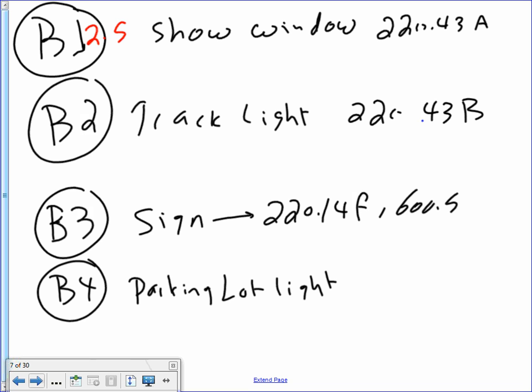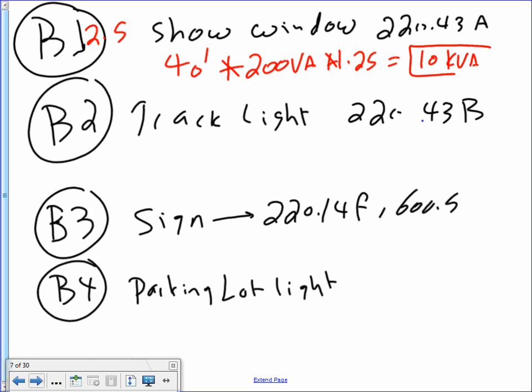For show window, I have 40 feet of show window, guys. 40 feet. Multiply every foot by 200 volt-amps from the NEC code book. 200 volt-amps. And multiply everything by 1.25. Why 1.25? Because it's continuous. And that will get you 10 kVA. Done. 220.43(A). If you don't believe Brian that this is what you do, go to 220.43. It will tell you to do it this way.